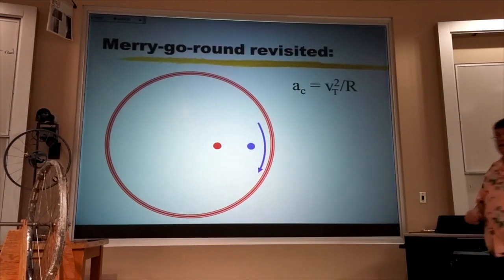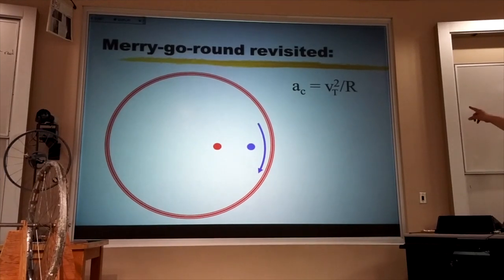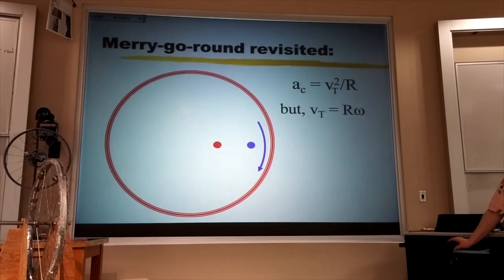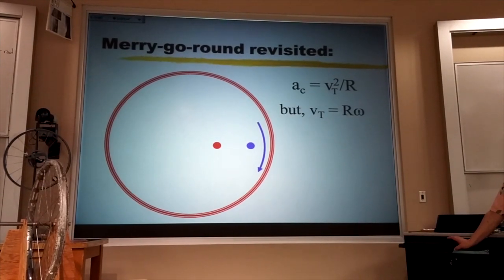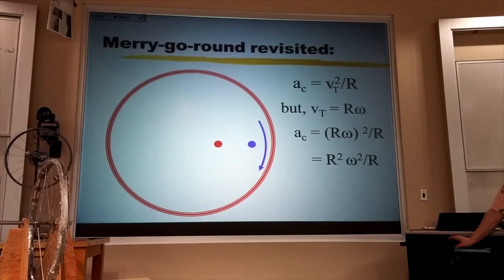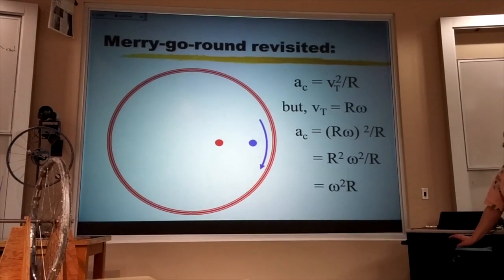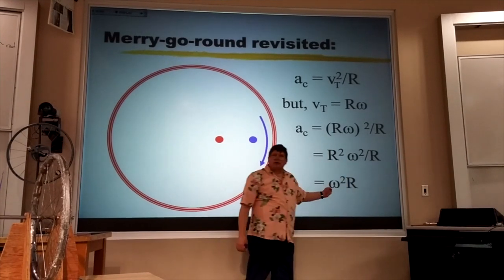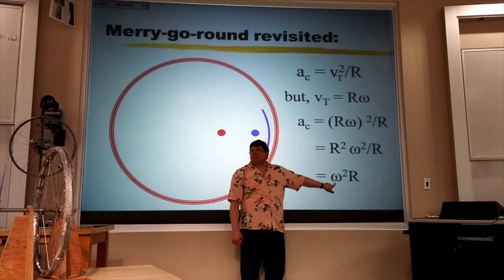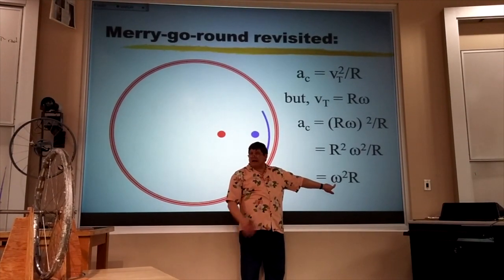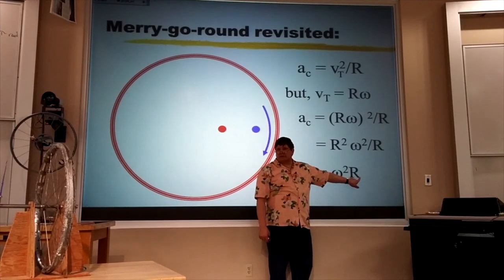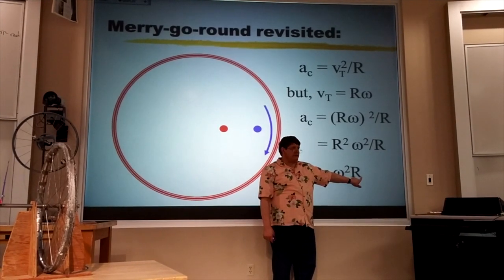Now if we go back to our little red-headed kid and blue-headed kid, and we rewrite that formula in terms of omega, well, v tangential is just R times omega. And so I plug that in for v tangential. I square everything inside the parentheses. I divide by R. And I get this formula that makes it obvious which of those kids has the bigger centripetal acceleration. The omega is the same for the red-headed kid, the blue-headed kid, and indeed every kid on that merry-go-round. But the further you are from the center, the bigger your centripetal acceleration.